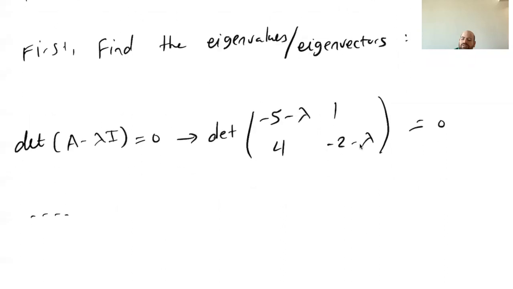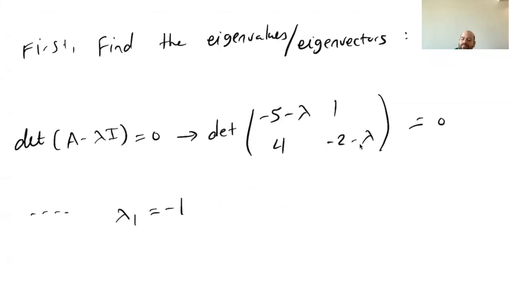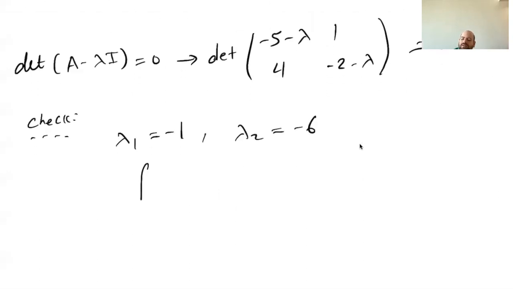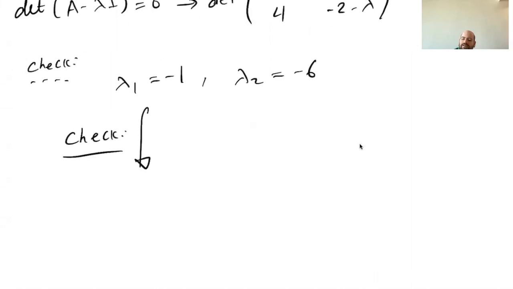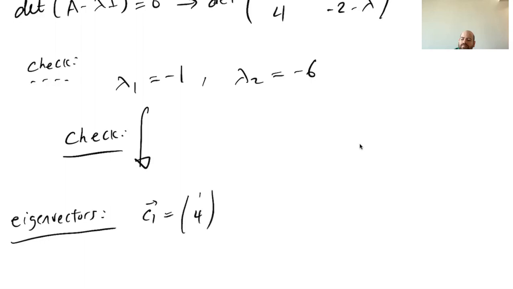You will see that there are two roots. Lambda 1 equals -1, so check that lambda 1 is equal to -1. Lambda 2 is equal to -6. And then you can find the eigenvectors corresponding to each of these eigenvalues. So again, check that. The eigenvectors will be C1 equals (1, 4) and C2 equals (-1, 1).